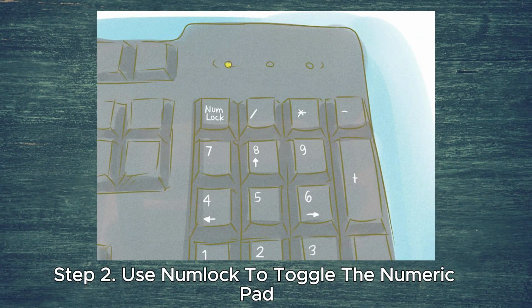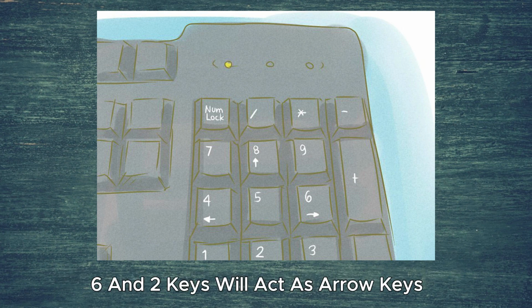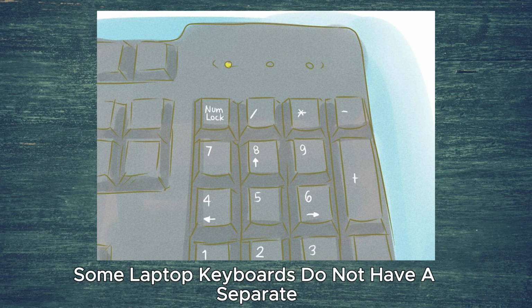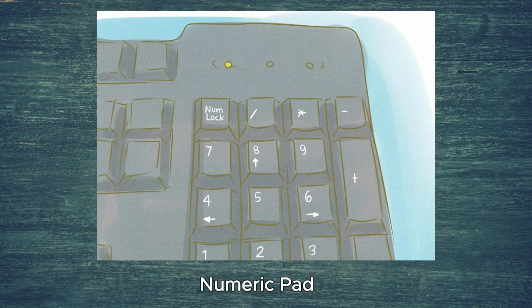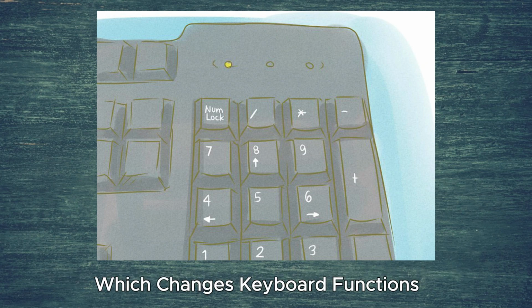Step 2. Use NumLock to toggle the numeric pad. When the numeric pad is not activated, the 8, 4, 6, and 2 keys will act as arrow keys. Press NumLock to enable the keypad. Some laptop keyboards do not have a separate numeric pad. They often need to be activated using the FN key, which changes keyboard functions.